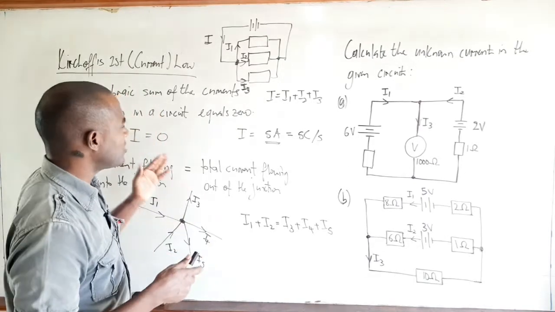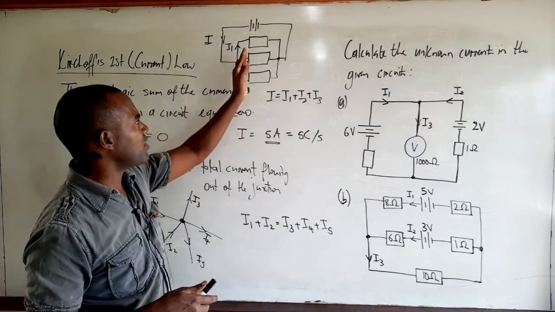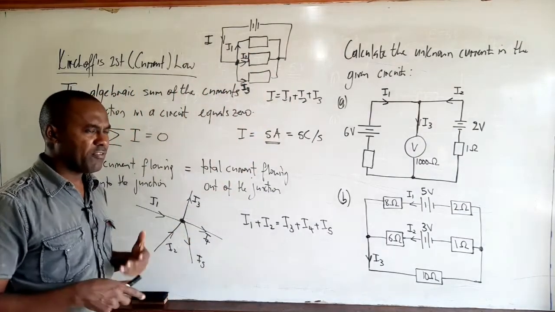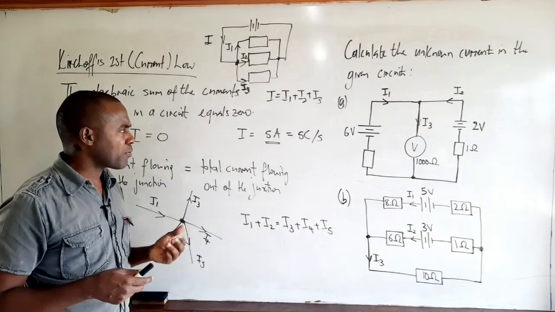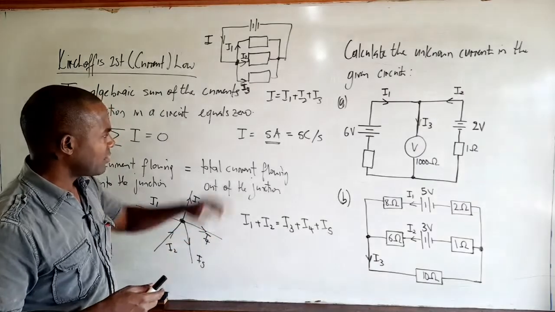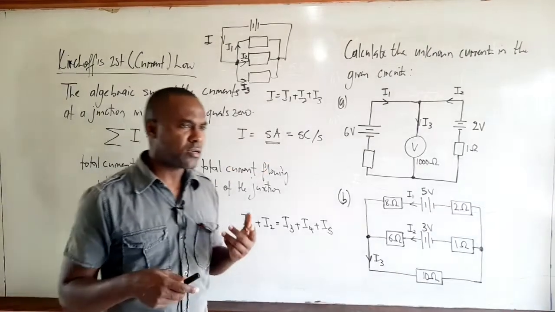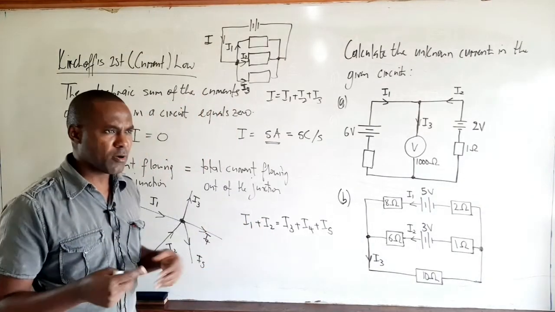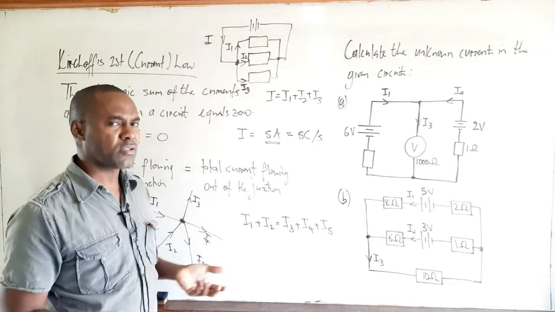So therefore the total charge flowing into the junction must be equal to the total charge flowing out of the junction. And if we think of this per unit time, then the total charge flowing per unit time into the junction, that is the total current flowing into the junction, must be equal to the total charge flowing per unit time out of the junction, which of course is equal to the total current flowing out of the junction.